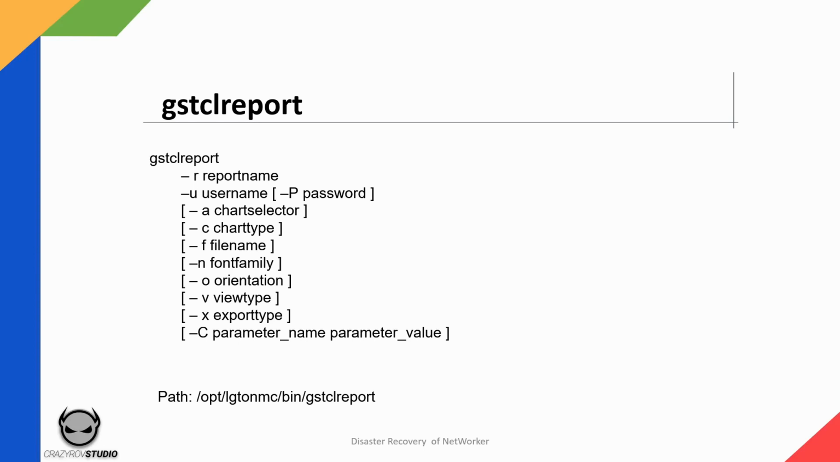So now let's see how to use the -C switch. There is a specific way of using this. We'll look at that when we look at the demo. The path where this command resides is not added to the path environment variable by default, so you might have to either add it to the path variable or run it using the complete path, which is /opt/lgto/nmc/bin and the command gstclreport.